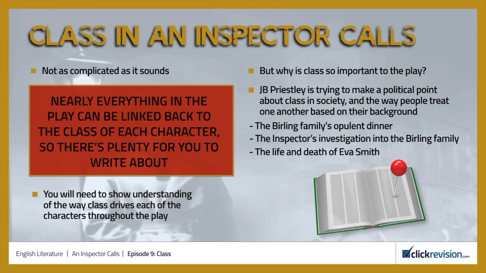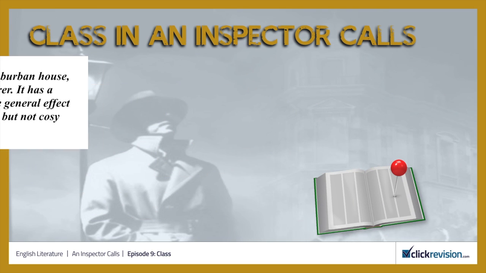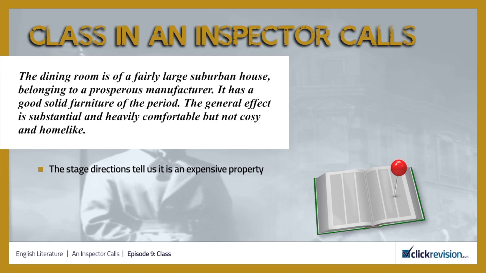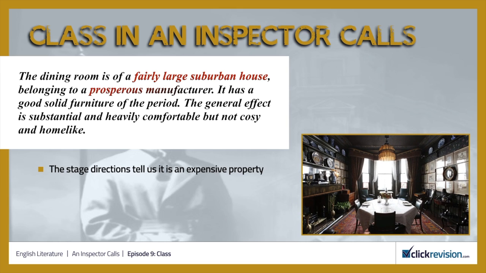In the first few stage directions, we're given lots of set details, and all of them suggest an expensive property. The Birlings' house is a fairly large suburban house belonging to a prosperous manufacturer. It features good, solid furniture. Overall, the house is substantial and heavily comfortable, but not cosy and homelike. With stage directions like these, it's easy for anyone rehearsing a performance of An Inspector Calls to imagine the sort of house J.B. Priestley was thinking of when he wrote the play. It's opulent, it's expensive, and a little more like a museum than a family home.